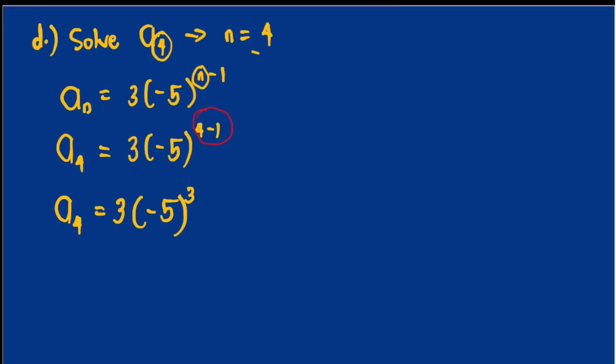Ngayon, anong ibig sabihin ng negative 5 raised to 3? That means we're going to multiply negative 5 ng tatlong beses by itself. So, negative 5 times negative 5 times negative 5. Yun ang ibig sabihin niya. Start working muna sa sign. Negative times negative is positive. And then, this positive, multiply pa siya doon sa negative. So, the answer is negative.